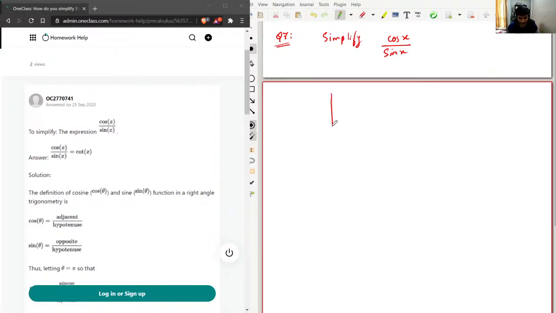So let's say we have a right angle triangle. I'll erase all the extra parts. And let's say this angle was x. According to this angle, this will be the opposite side, this will be adjacent, and this will be the hypotenuse.